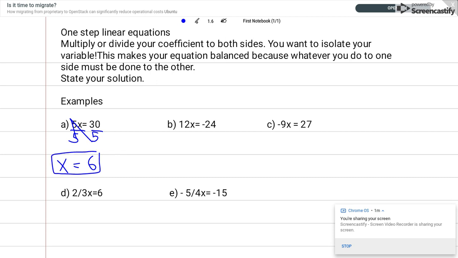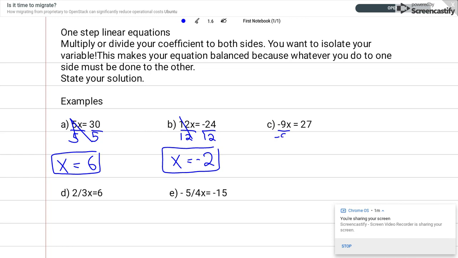Let's look at B. 12x equals negative 24. The process is still the same. I'm going to divide each side by 12. And I'm left with x equals, well, I know that 24 divided by 12 is 2. And since there's one negative, it's going to turn to a negative 2. So that is going to be my final solution. x equals negative 2.